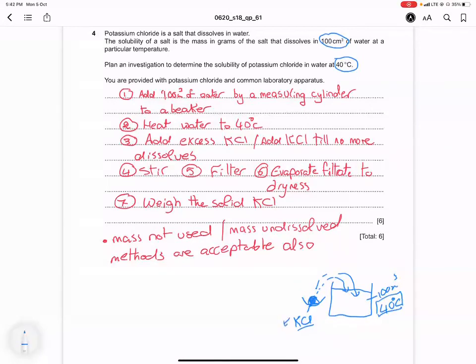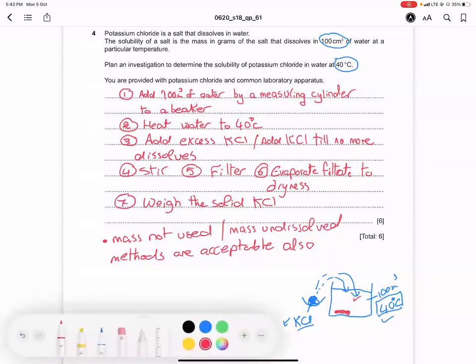There's a very simple way. You get 100 centimeter cubes of water in a beaker. You adjust the temperature at 40 degrees Celsius using a thermometer, and then you start adding solid potassium chloride until the solid is in excess, or until no more solid dissolves. It remains at the bottom, okay? Now you know that the water is saturated with potassium chloride. You just need to know how many grams are dissolved in this water.